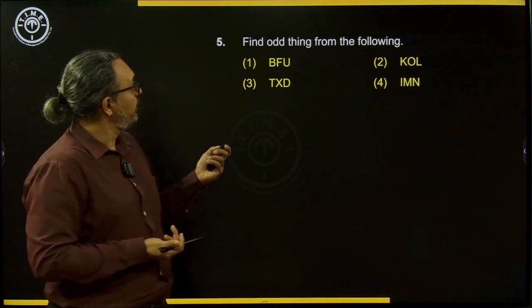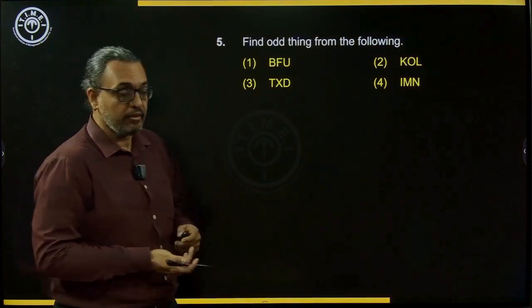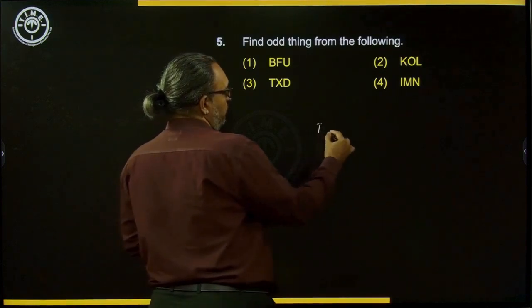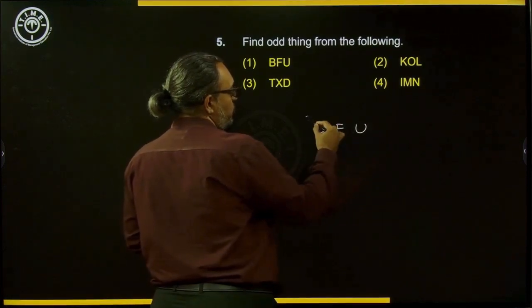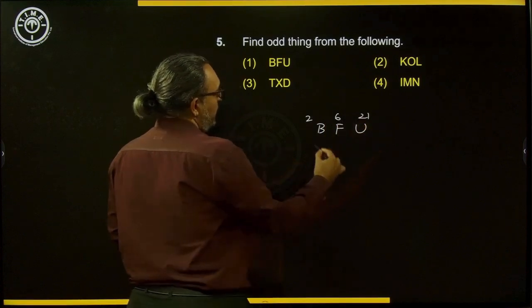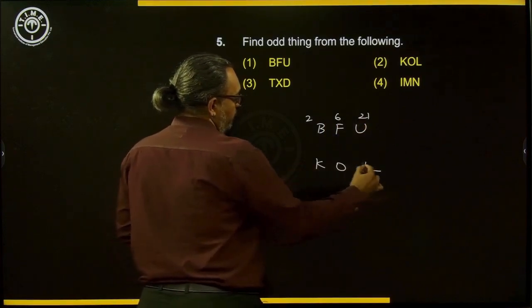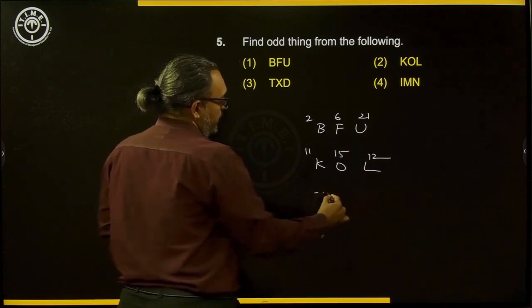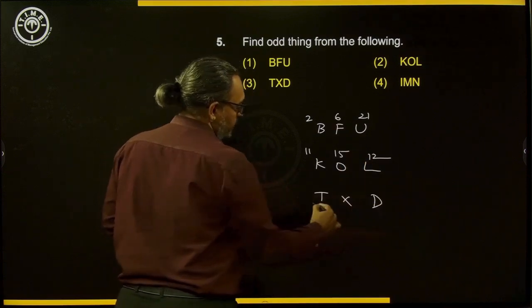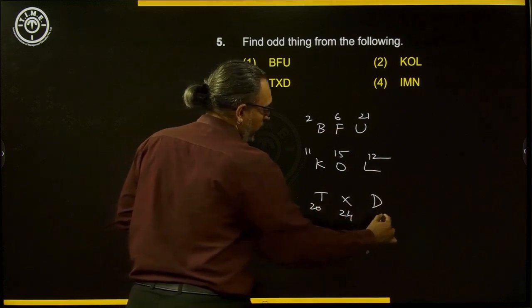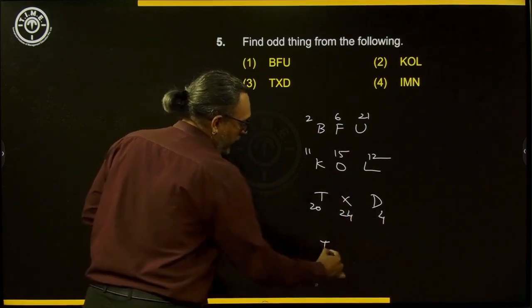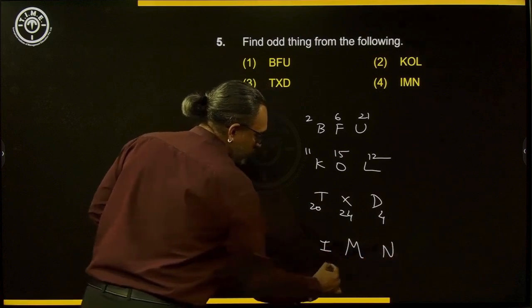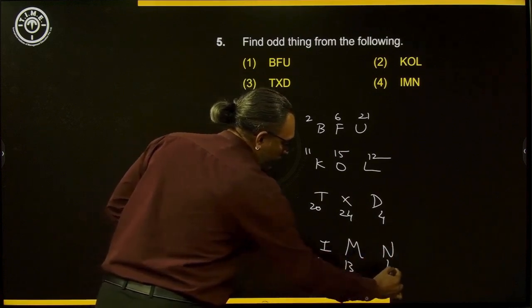Right. Then next one. Now we have letter odd man out. So we have BFU, which is 2, 6, 21. Then KOL, which is 11, 15, and 12. Then TXD, which is 20, 24, and 4. And IMN, which is 9, 13, and 14.